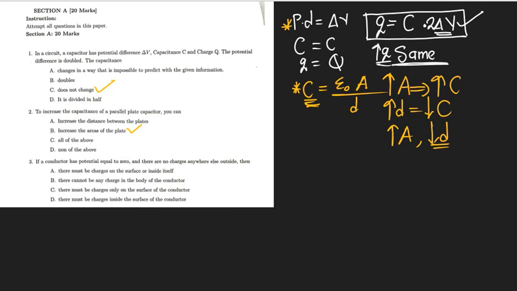B, there cannot be any charge in the body of the conductor. C, there must be charges only on the surface of the conductor. D, there must be charges inside.